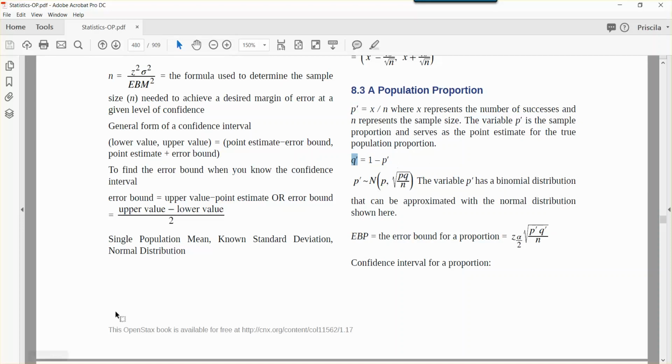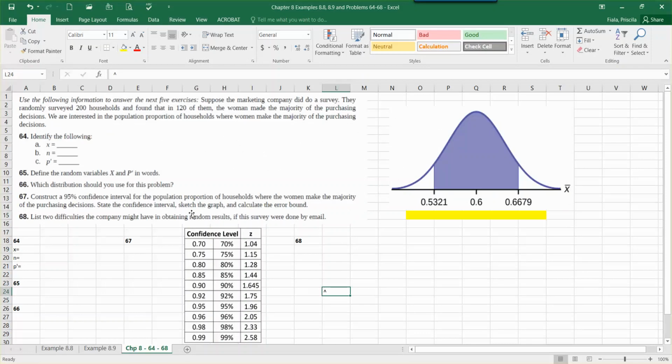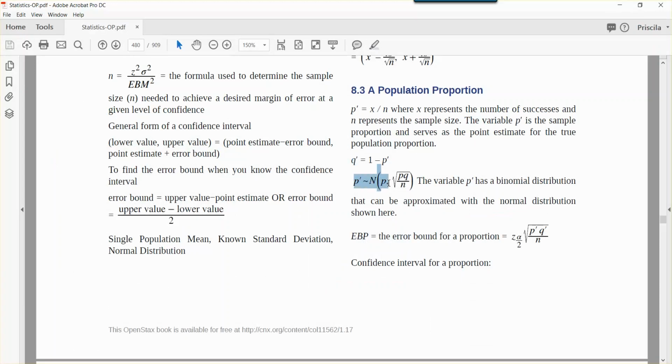You could tell me on a problem which distribution should use for this problem, and you say binomial. No, that would be incorrect. You have to specify. So in this case, you'll be looking at here. You're going to say that this normal distribution, actually right here, the simple proportion, is going to be the point estimate for the true population proportion. So it's going to be the same value as this one.